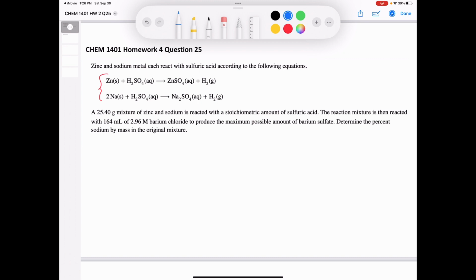So let's write down what happens when we combine our zinc sulfate and our sodium sulfate with barium chloride. So our zinc sulfate, which is aqueous, is going to combine with barium chloride, which is a soluble compound, to give us zinc chloride, which is soluble, plus barium sulfate, which is a solid. And you see the stoichiometric ratio of barium sulfate to barium chloride is 1 to 1, right? We have a stoichiometric coefficient here of 1, which is assumed, and 1, which is assumed there. And that's going to be important in just a second.